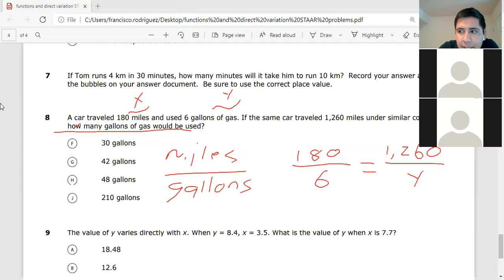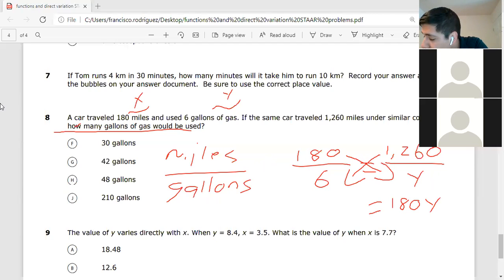Okay, so setting it up is one half of it, and of course, the other half is solving it. We're always using the same steps. So tell me, what's the first step that we want to do here? Cross multiply. We're going to cross multiply. So that's 180 times Y, and then 1,260 times 6. 7560.